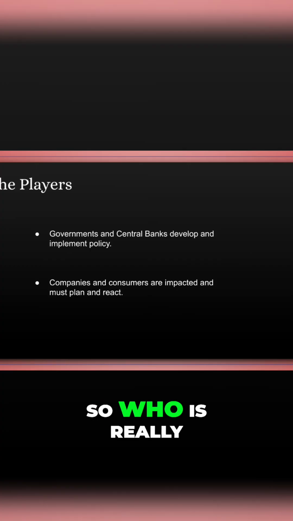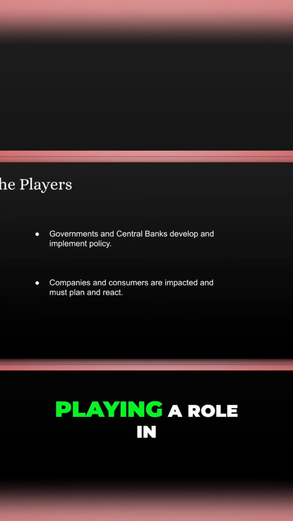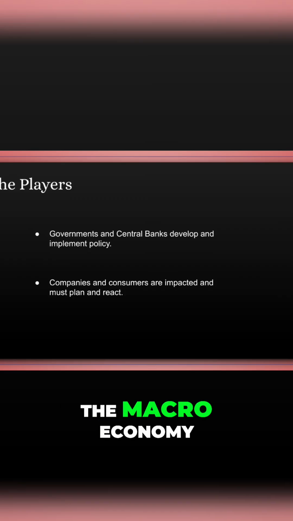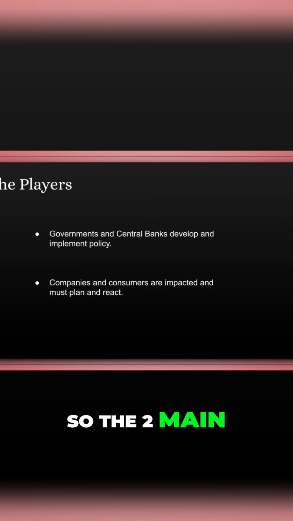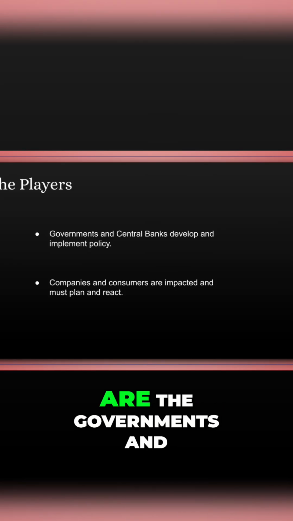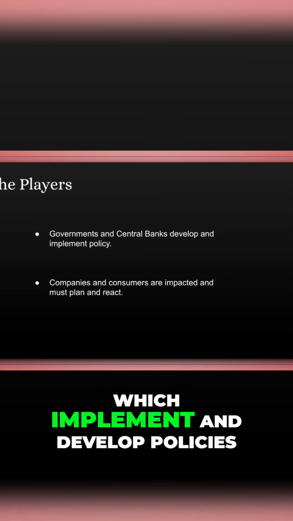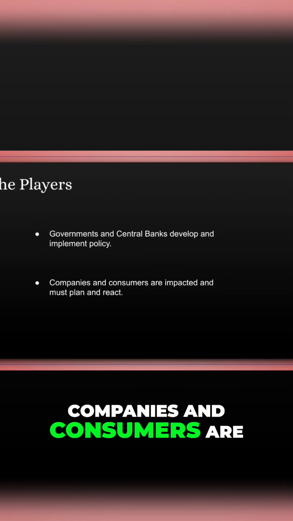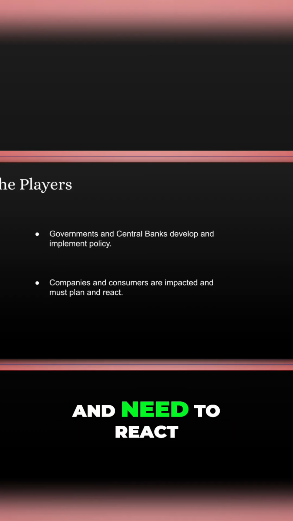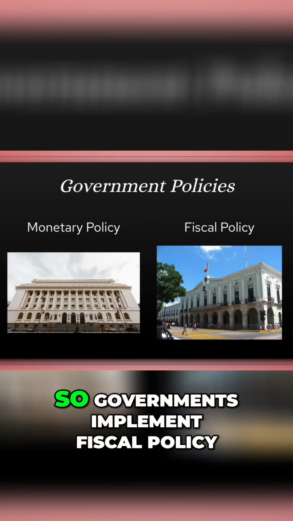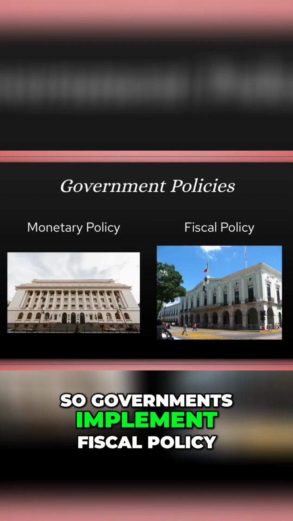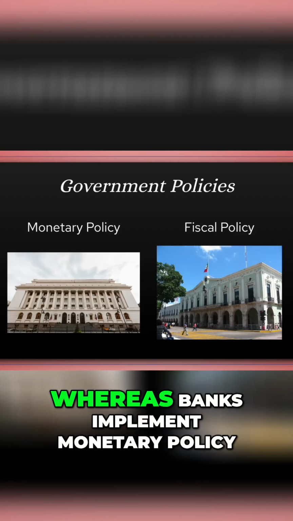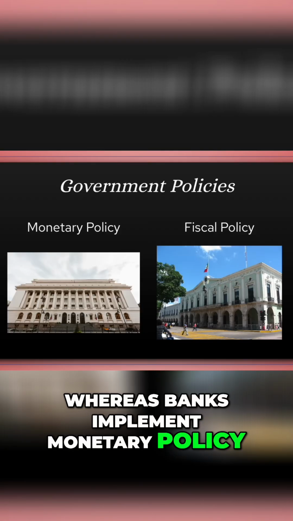Okay, so who is really playing a role in the macroeconomy? The two main players that control it are the governments and central banks, which implement and develop policies. As a result, companies and consumers are impacted by these changes and need to react. So governments implement fiscal policy, whereas banks implement monetary policy.